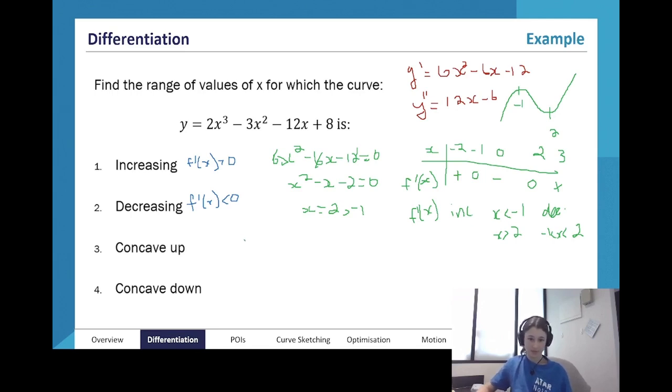So the second derivative, take 6. 6 equals 12x. X is going to be 6 divided by 12, which is going to give us 1/2. So now we need to determine what the value of the second derivative is on either side of this point, x is equal to 1/2.